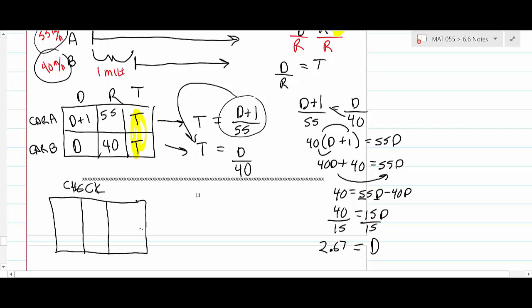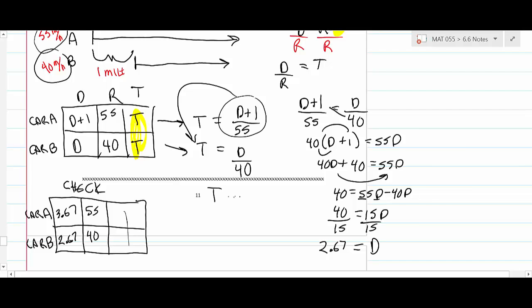So what I'm going to do when I check and verify is what we have now. We started off this problem, you were given the rates. The times were the same, but we still don't know what the times are. So we would have 2.67 there, and then what's the other car? 3.67, because that's what the problem said. It's 1 mile longer.